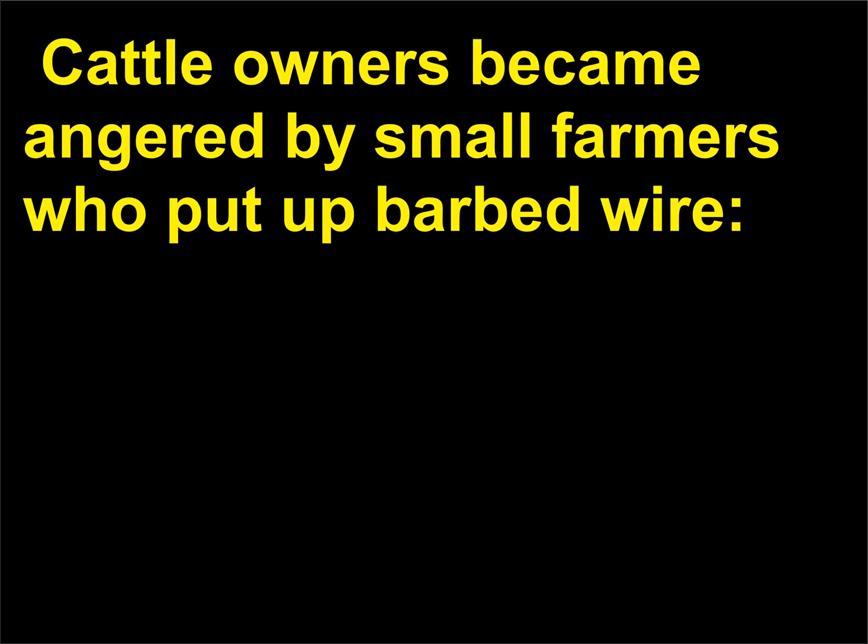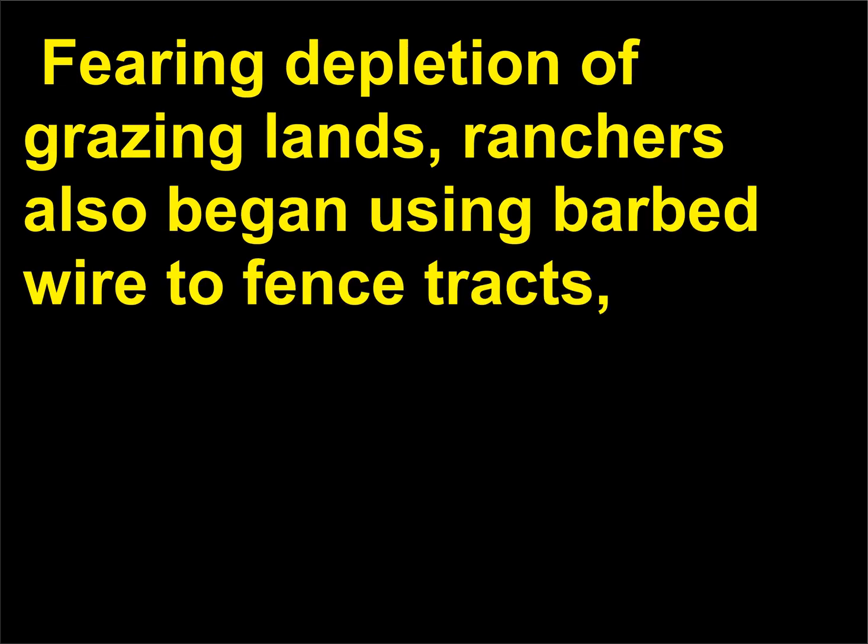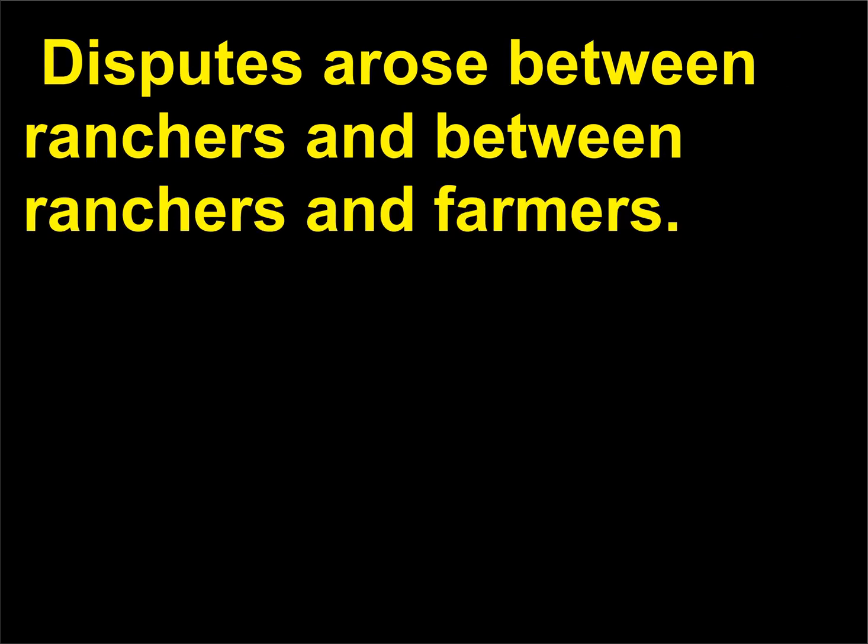Cattle owners became angered by small farmers who put up barbed wire. They had previously allowed livestock to roam the open plain. Fearing depletion of grazing lands, ranchers also began using barbed wire to fence tracts, whether or not they could claim legal title to them. Disputes arose between ranchers and farmers.